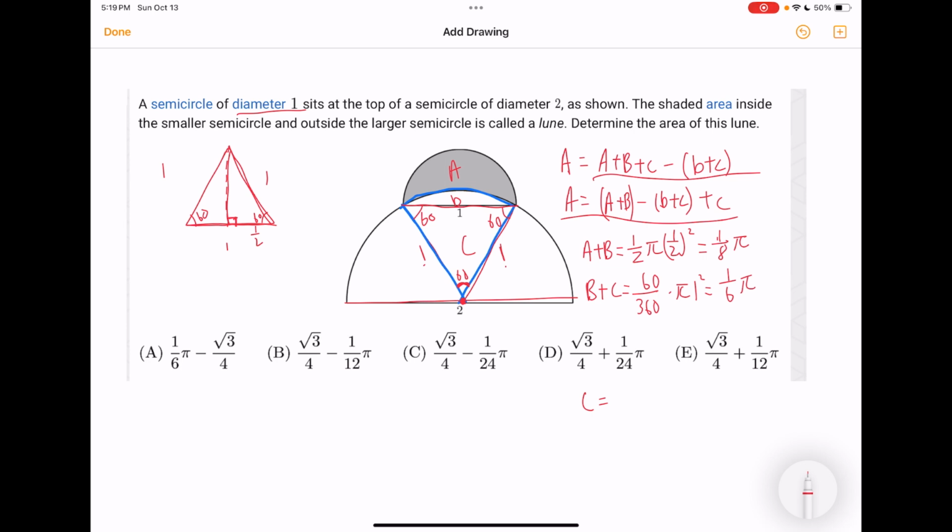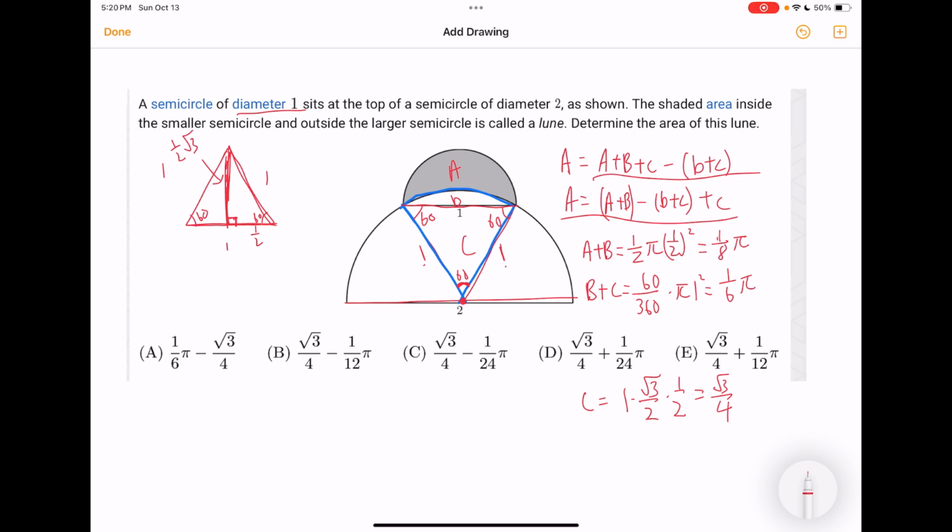30, 60, 90 triangles, I highly recommend you know the ratios of each side. The hypotenuse is always 2 times the smaller base, and the longer side is always going to be that smaller base, in this case 1/2, times the square root of 3. So we know that the area of a triangle is always base times height divided by 2. In this case, the base is 1 times the height we figured out, square root of 3 over 2, times 1/2, which is square root of 3 over 4. So that is what C is.